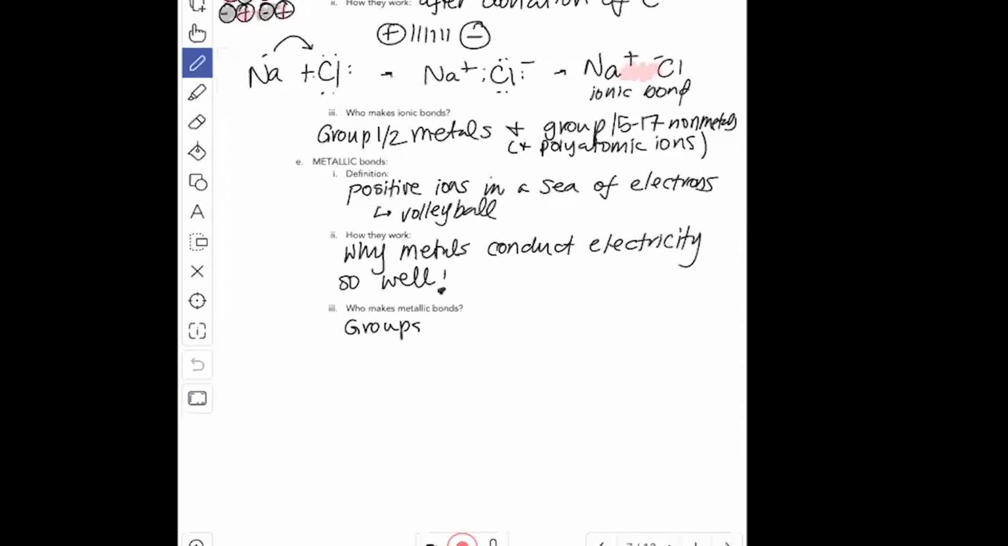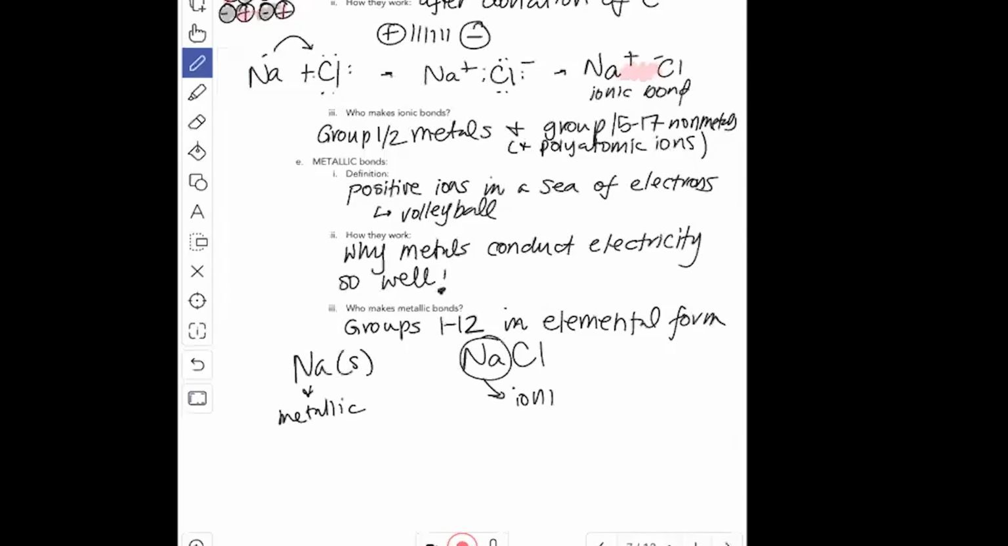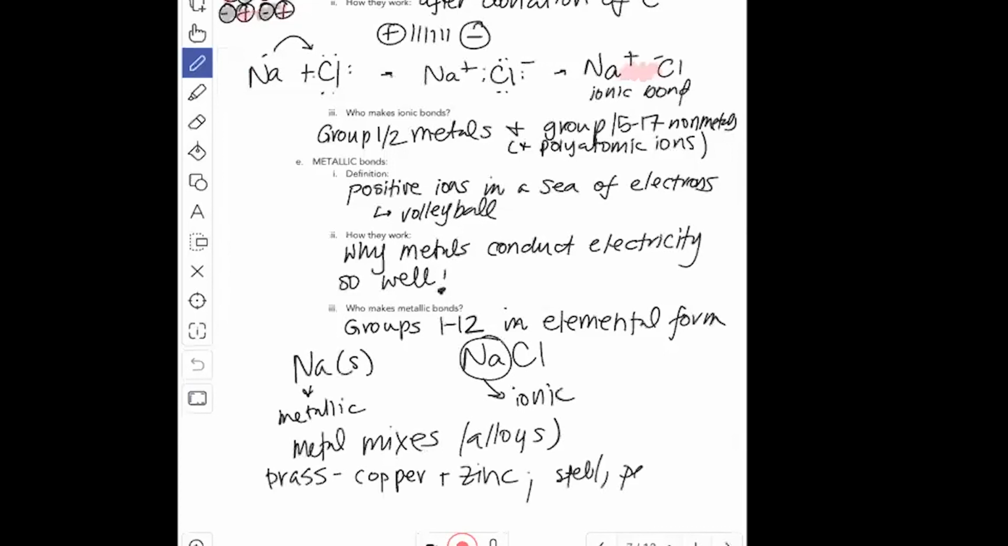For instance, sodium in solid sodium would undergo a metallic bond, but the sodium in NaCl would have an ionic bond. Similarly, when pure metals are mixed together in an alloy, these metals also undergo metallic bonding. An example is brass, which is a mixture of copper and zinc, and some other common alloys are steel, pewter, and bronze.